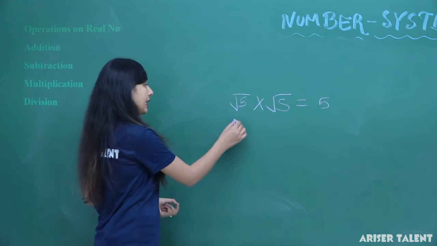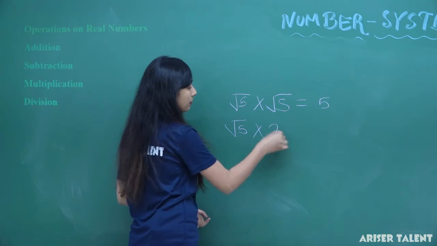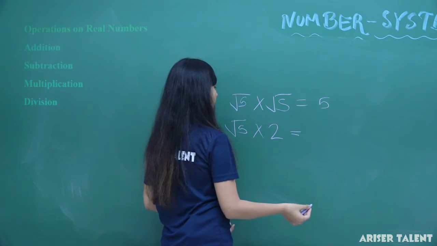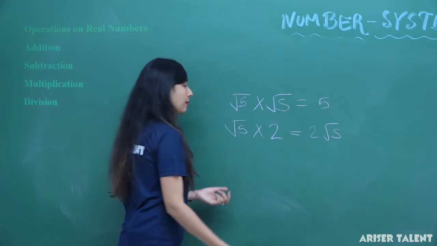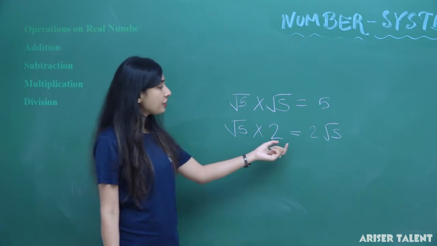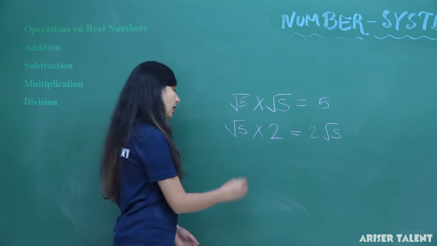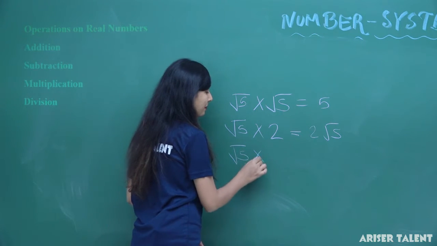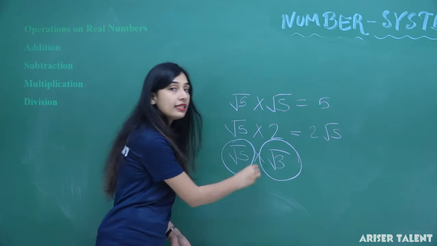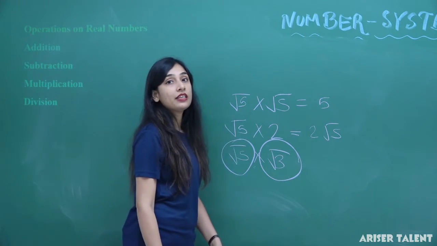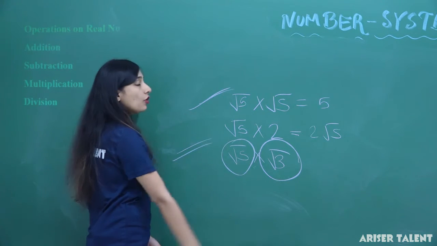But if I am telling you to multiply root 5 by 2, that will be giving me 2 root 5. So I am having this irrational and rational combination and getting an irrational number. Now, I am having root 5 multiplied by root 3, both are irrational, but in this case also I am not getting a rational number. Here I was getting a rational number, but from this I am not getting a rational number.